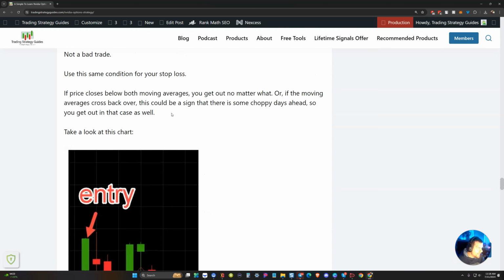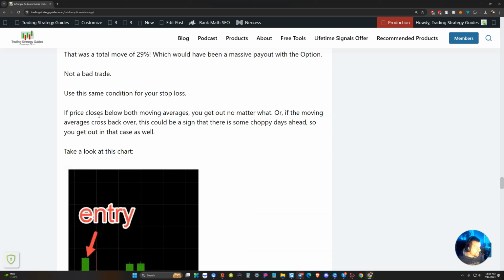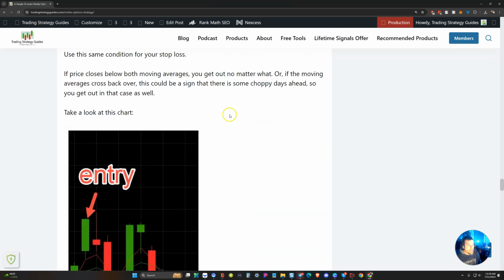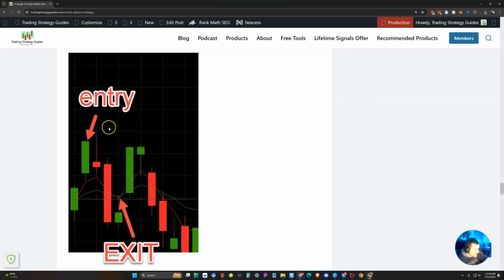So when do you get out? How do you get out, or where do you place your initial stop loss? Options are a little bit different, but you could have a stop loss. But what we'll do for this case is that if price closes below both moving averages, you get out no matter what. If the moving average crosses back over, this could be a sign that there are some choppy days ahead, so you're going to go ahead and get out. And here's an example of that.